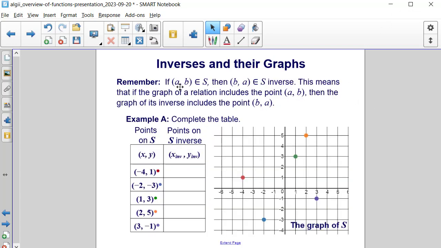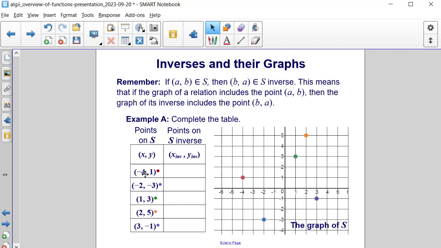Remember that if the point (A, B) is contained in the relation S, then the point (B, A) will be contained in or a part of the relation S inverse. This means that if the graph of a relation includes the point (A, B), then the graph of its inverse includes the point (B, A). So we're going to first complete this table.